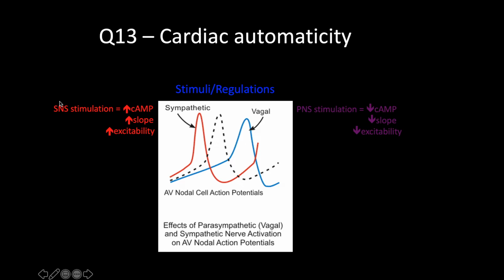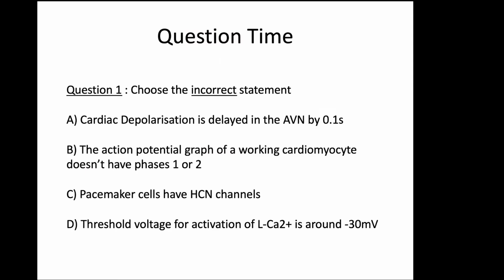As you can see here, this dotted line is the normal action potential of a pacemaker cell. And the sympathetic stimulation increases the intracellular level of cyclic AMP, thus increasing the slope and inevitably the excitability. And PNS stimulation does exactly the opposite. Again, I'll get to this. I'll explain these in detail further later on.